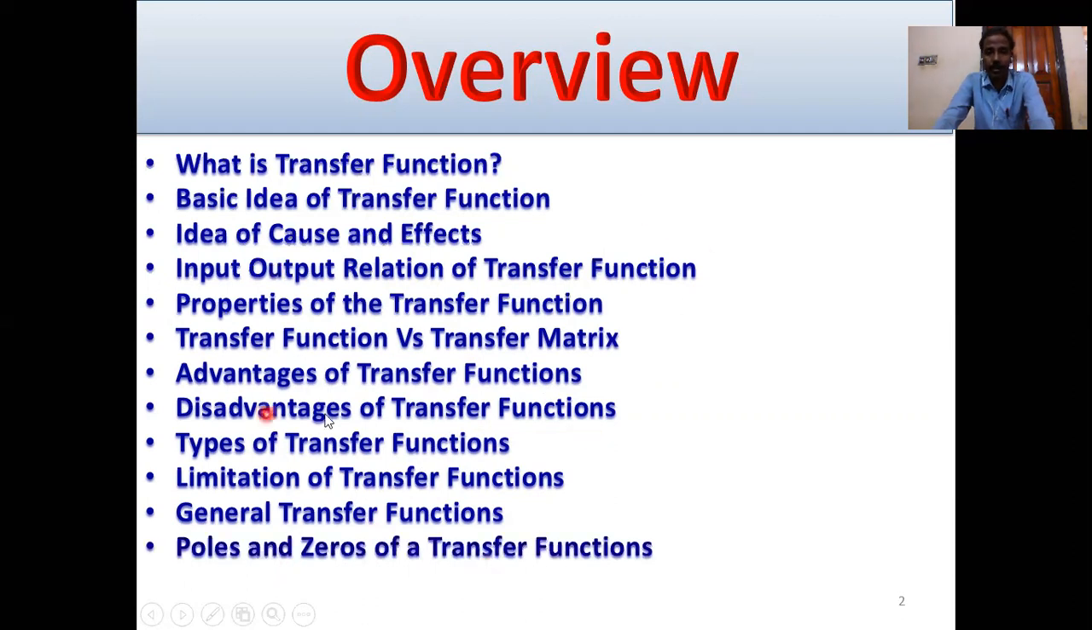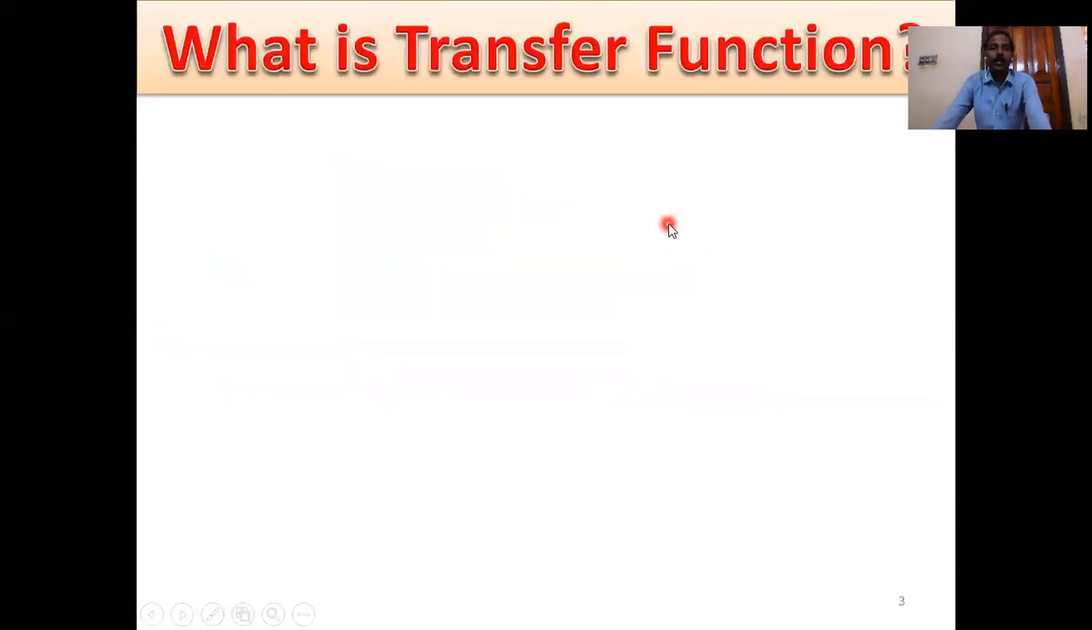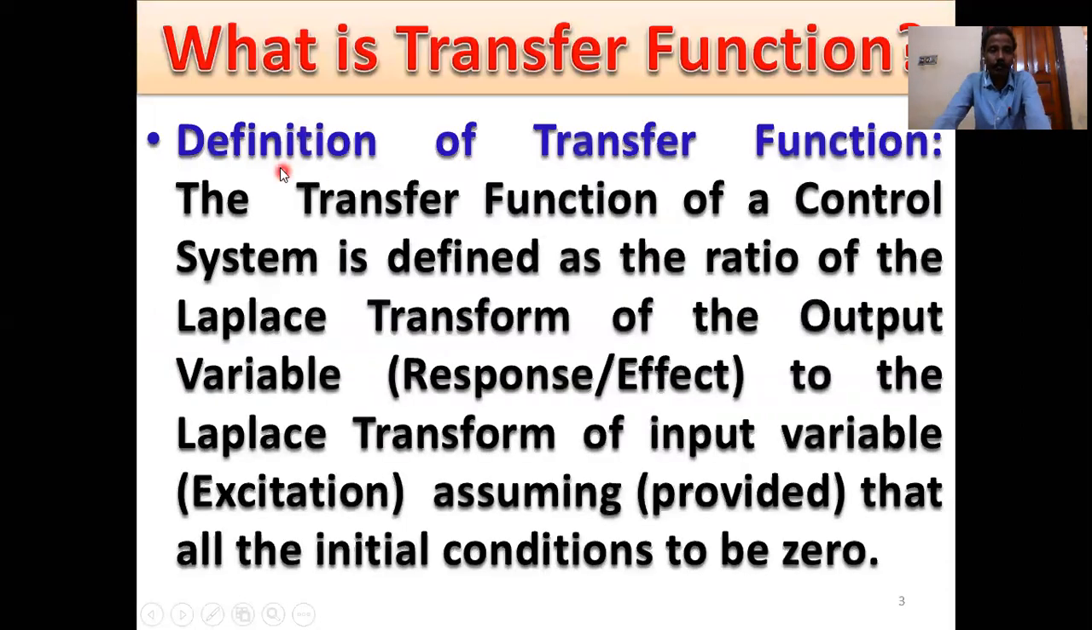This is our target. So what is transfer function? Definition of the transfer function. The transfer function of a control system is defined as the ratio of the Laplace transform of the output variable, that is response or effect, to the Laplace transform of the input variable, that is excitation or cause, provided that all the initial conditions are zero. This is the definition of the transfer function.